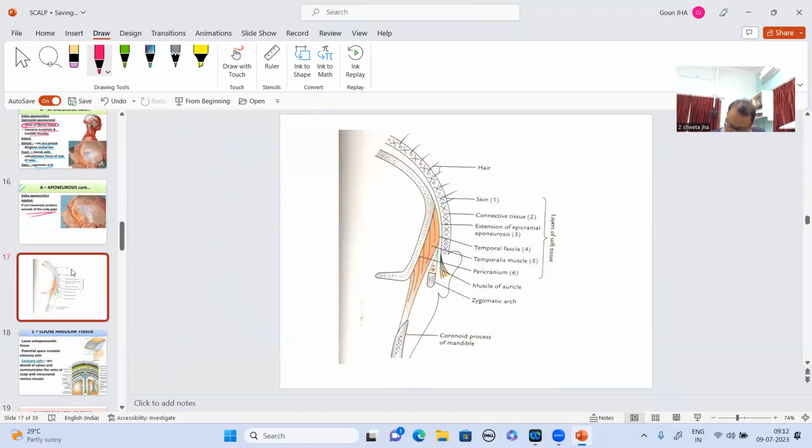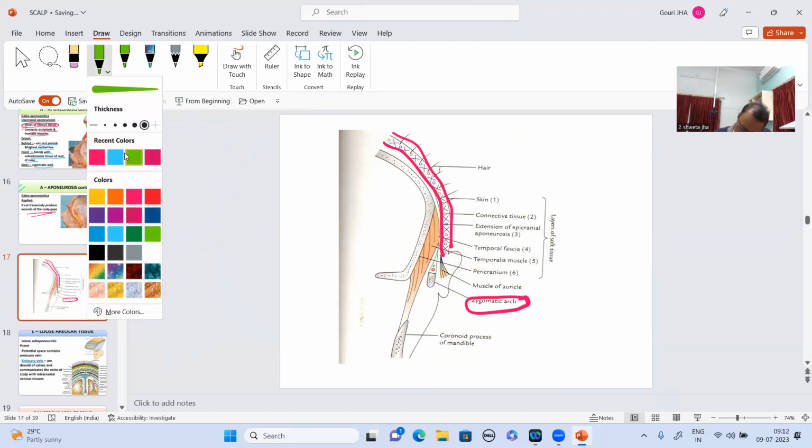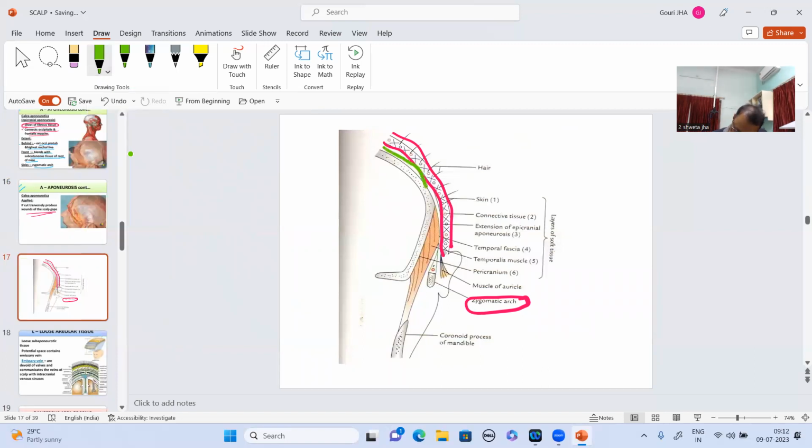So this is the picture. This one is the lateral view, the layers of the scalp. We have got the skin over here. See the subcutaneous tissue intermingled with, and this is the epicranial aponeurosis. This aponeurosis is going over here, and this one is the zygomatic arch. This temporal fossa is actually coming up to the zygomatic arch, and it is not the epicranial aponeurosis which is coming up to the zygomatic arch.